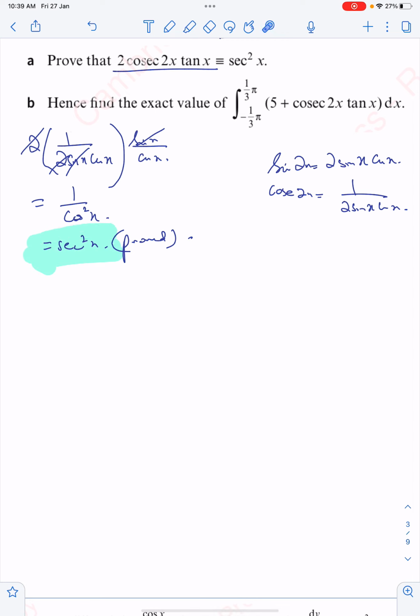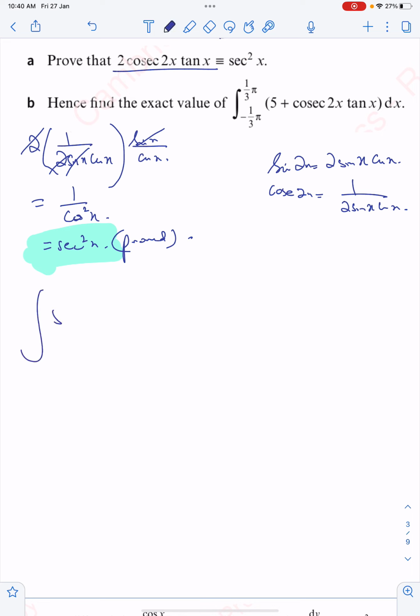Hence, find the exact value of 5 plus cosec 2x tan x. Now, in place of cosec 2x tan x, we can put half of sec square x. If you make this the subject, cosec 2x tan x, this 2 is going to go down in the denominator. Cosec 2x tan x is going to be 1 upon 2 sec square x.